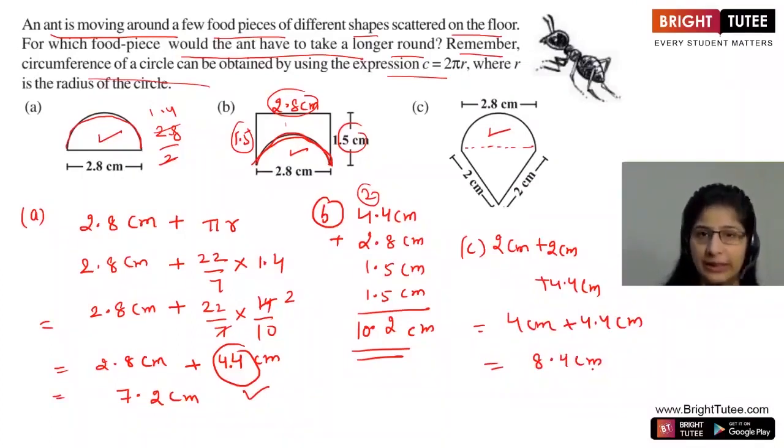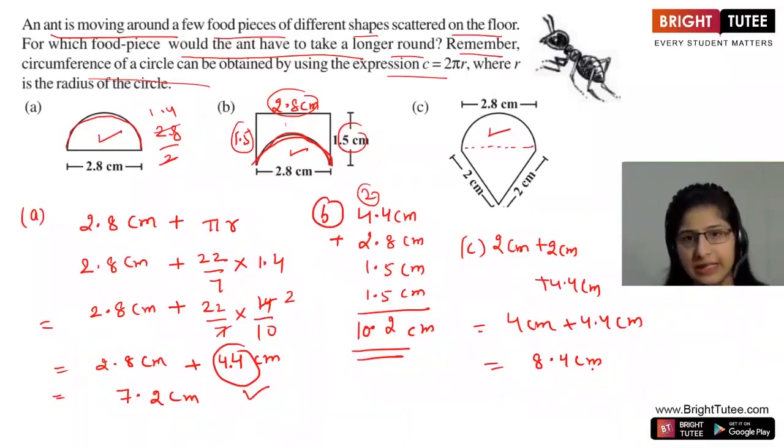So out of the three, in which one the ant has to take a longer round? 7.2, 10.2 and 8.4. So 10.2, that means in the second figure we observe that the ant has to take a longer round for the food. Right? So this is how we do these questions. Clear? Okay.